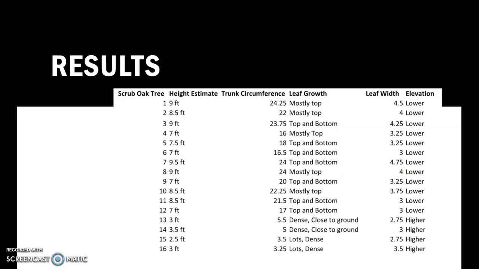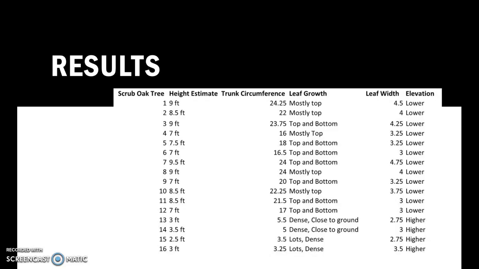Here are the results of my study, the second time I went back. I ended up sampling a total of 16 trees, 12 of them at the lower elevation, and I found as I got to the higher elevation that there were not nearly as many trees to measure. So I measured what I could in the 2 transects at the top of the trail, and it resulted in just 4 trees at the top of the trail.